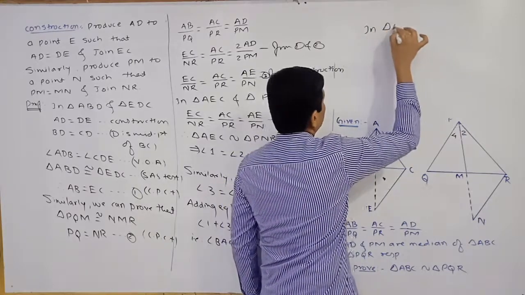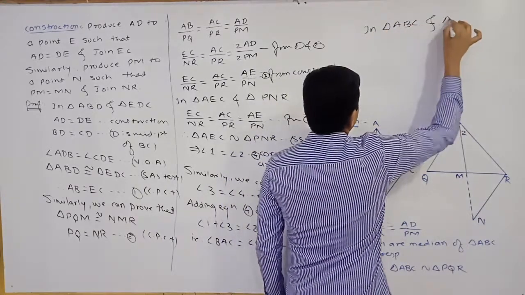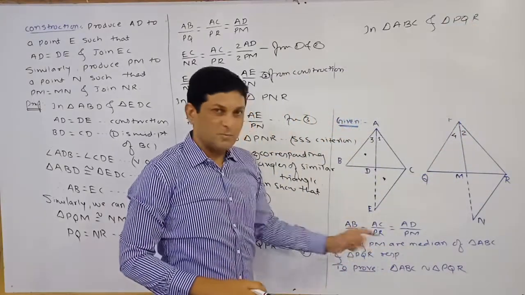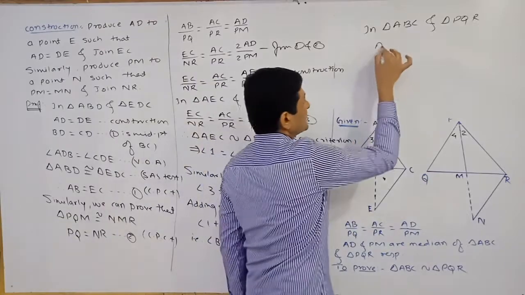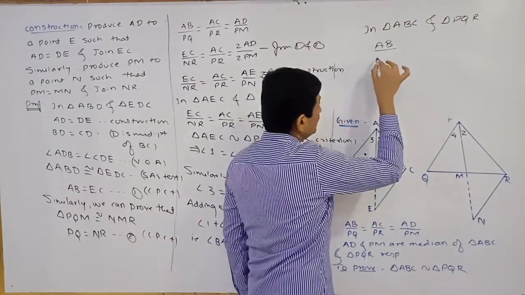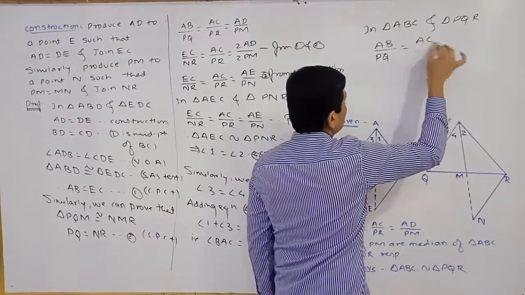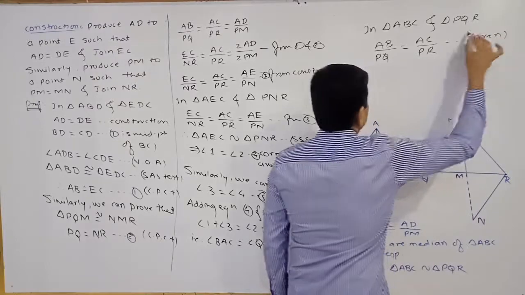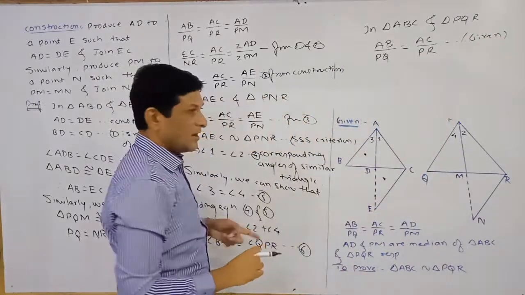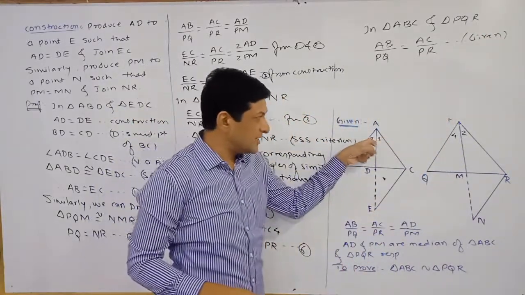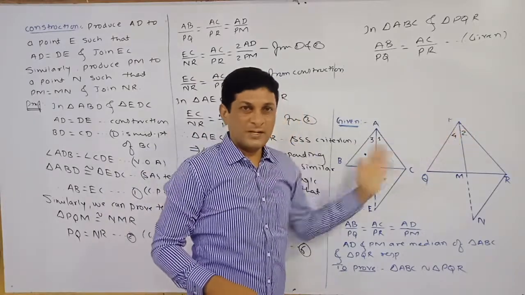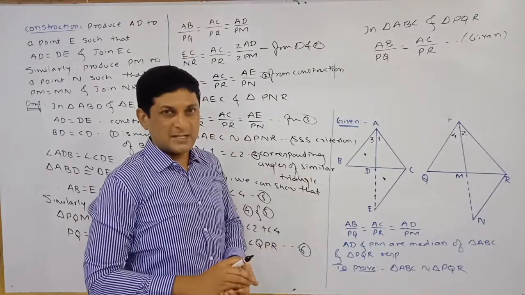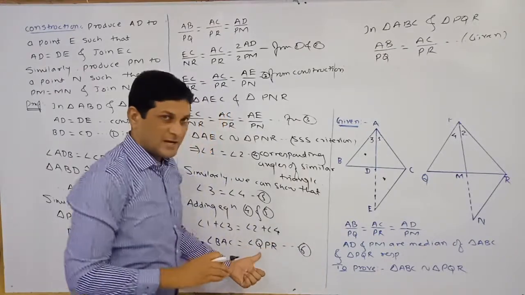So in triangle ABC and triangle PQR, if you observe the given condition, AB upon PQ is equal to AC upon PR. This is given to us. This whole effort we have done to show that this whole angle will be equal to this whole angle. Already two sides are in proportion. Only the remaining part is to show that included angles are equal. And here we have shown that included angles are equal.